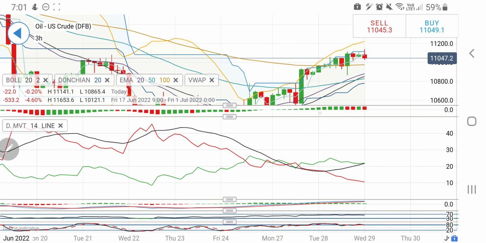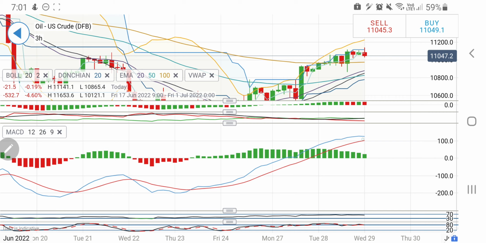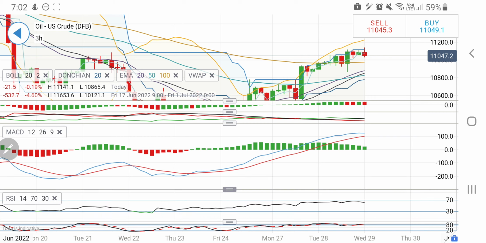But let's have a more detailed look. The directional movement is bullish here. The MACD is trying to converge and crossover for a sell entry.